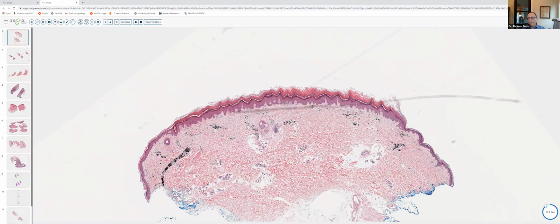And a lot of times, this plant material is doubly refractile when examined with polarized light.